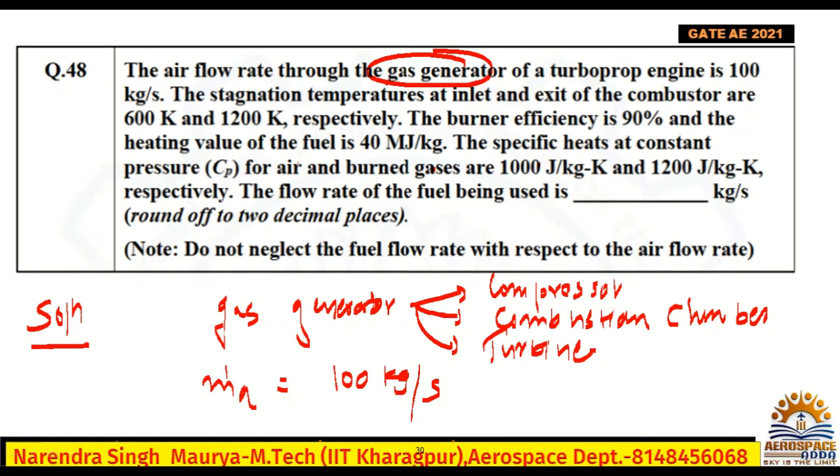They are saying burner efficiency 90% and the heating value of the fuel is 40 megajoule per kg. The specific heat at constant pressure for air and for gases, both Cp values they have given. The flow rate of fuel being used. So what they are asking is m dot f, the flow rate of fuel.